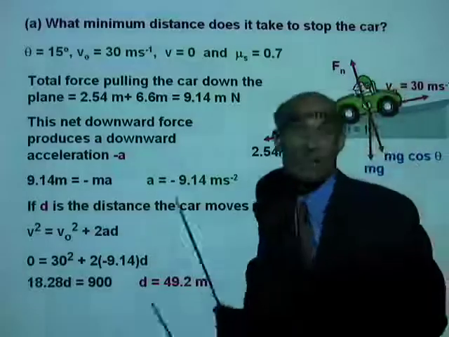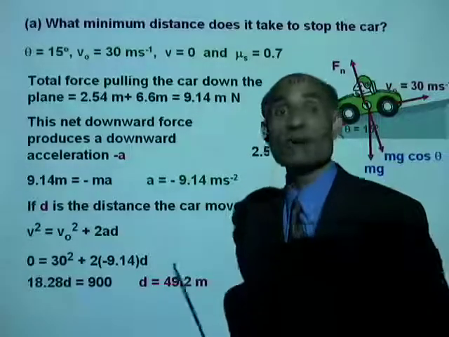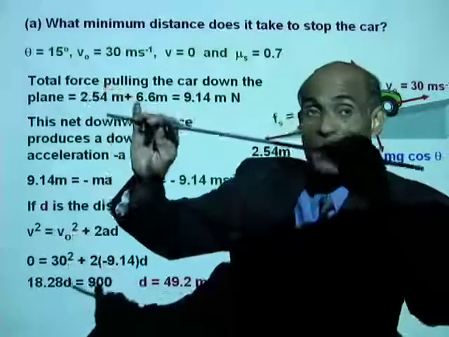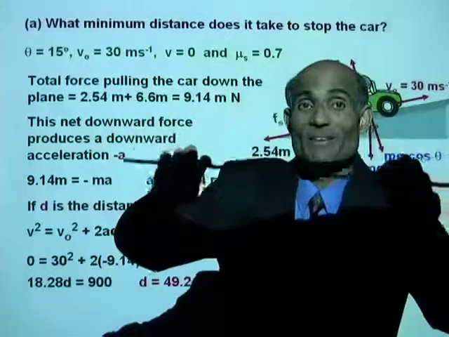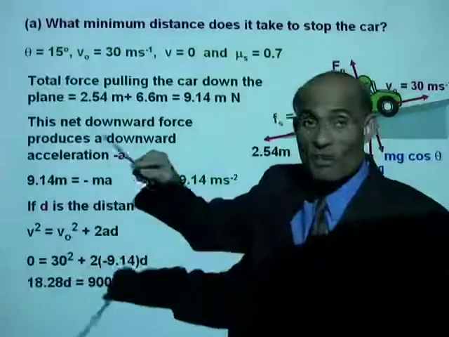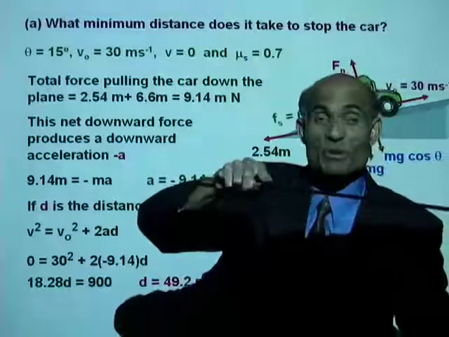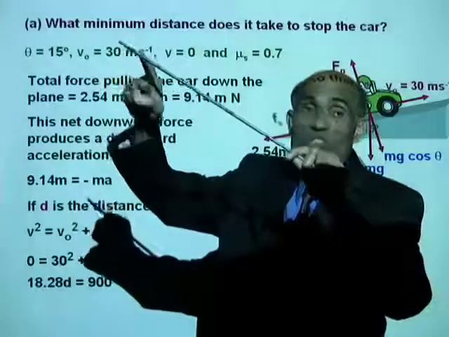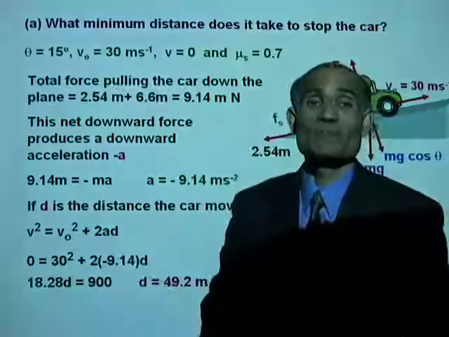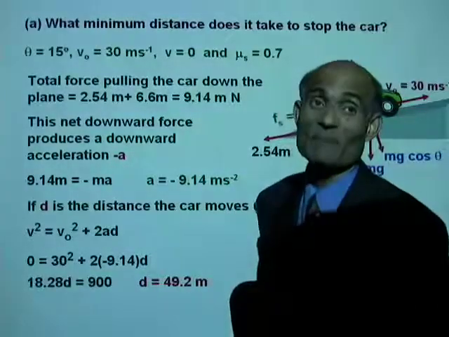Okay, let's now do the B part. What is the B part? If the car is now rolling down the grade, it has an initial velocity 30 meter per second, final velocity will be 0. What is the distance the car will roll down before it stops? That is what we need to find.